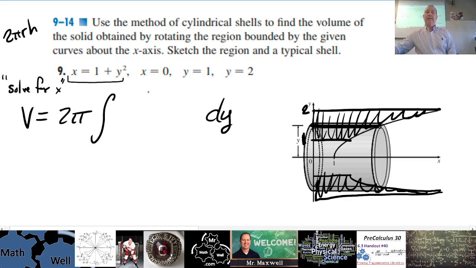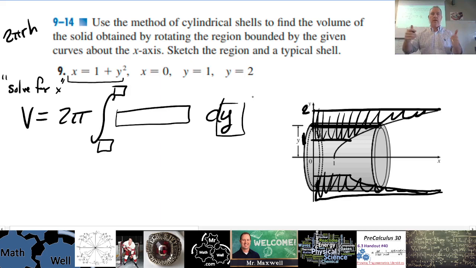Everything's going to be dy. So that means that this has to be in terms of y. The limits of integration have to be in terms of y. All of this is in terms of y now. Okay, they all have to be consistent. So if we're going to go from y equals 1 to 2 here, then that might have to be our limits of integration. So again, the radius is going to go from 1 towards 2.